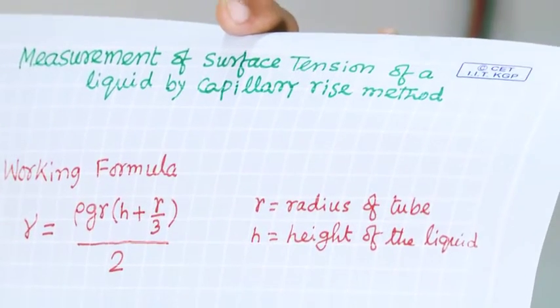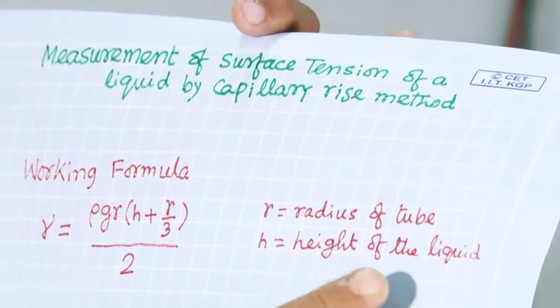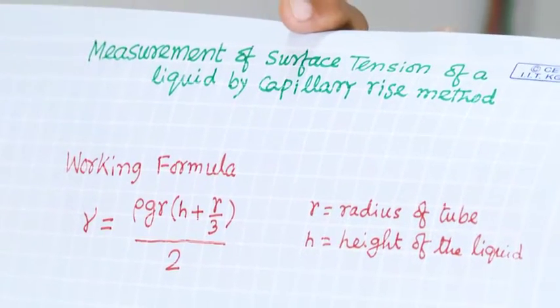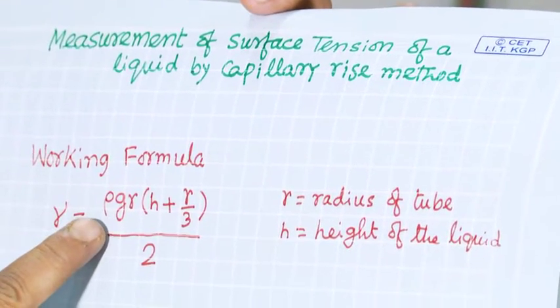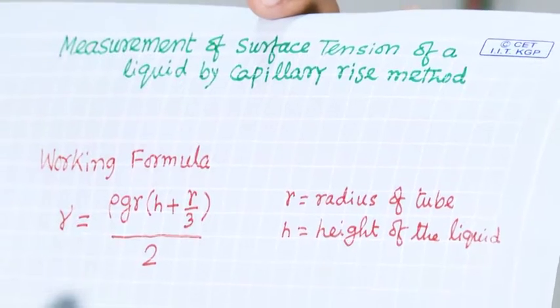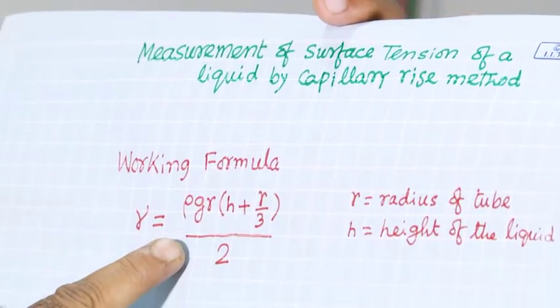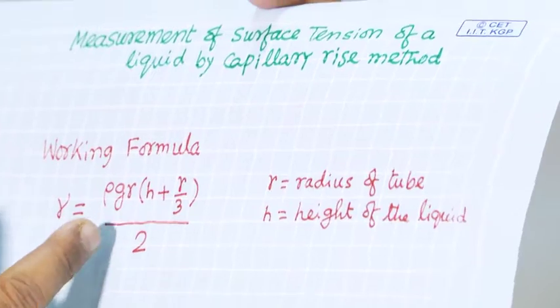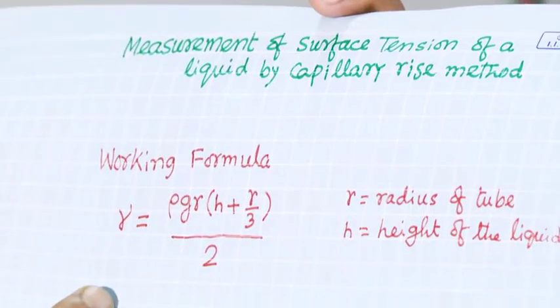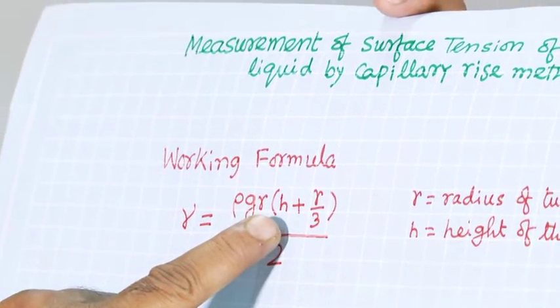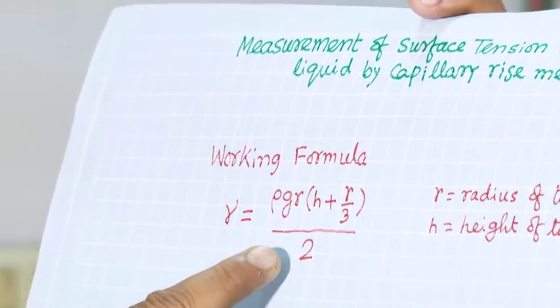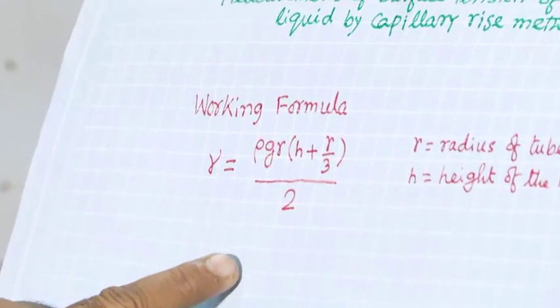r is the radius of the tube and h is the height of the liquid, right. In this experiment, rho is the density of the liquid, which is supplied, so we do not need to measure it, and g is the gravitational acceleration, which is also a known value. So, only r and h we have to measure in this experiment. So, this is the setup for measuring the surface tension.